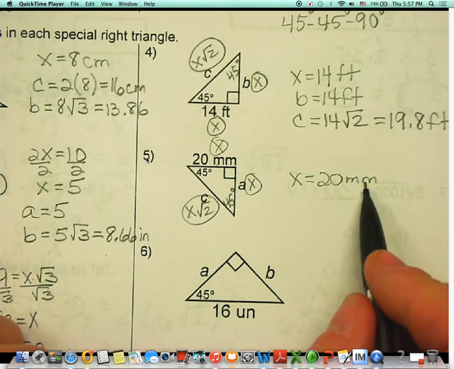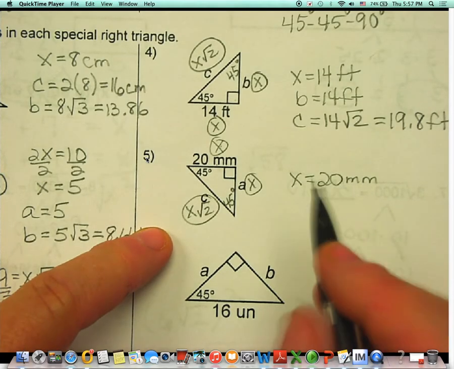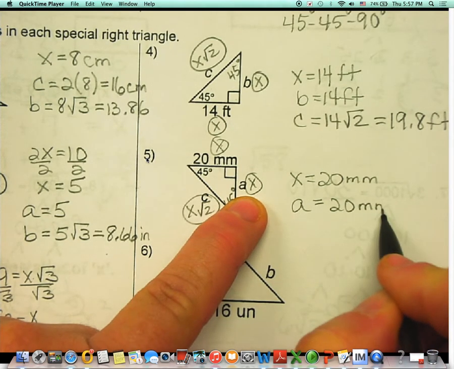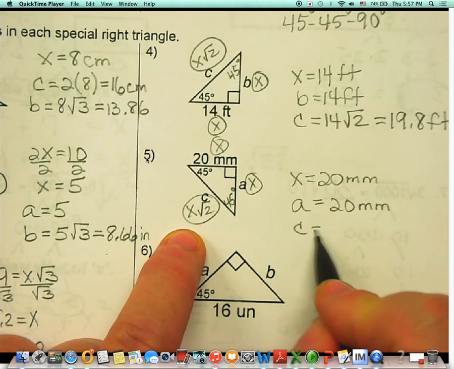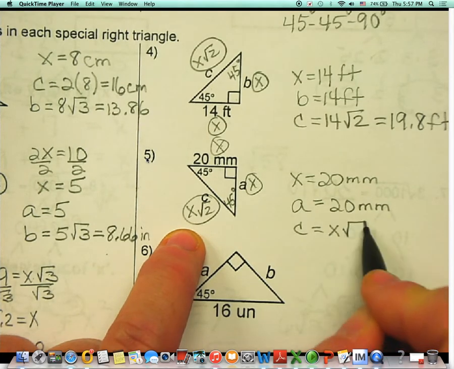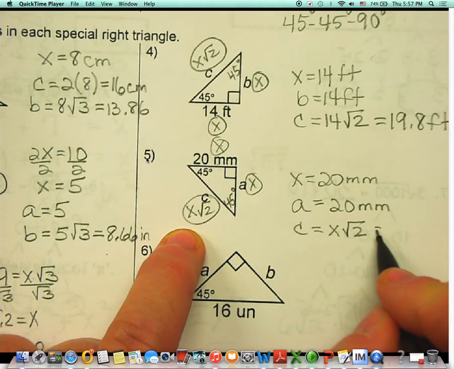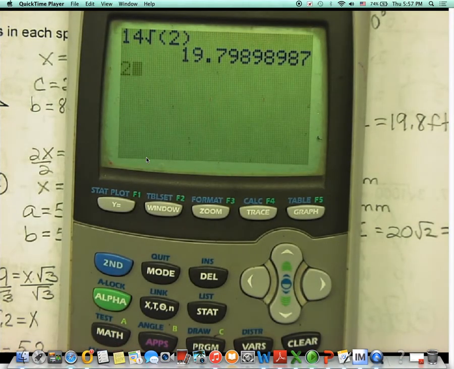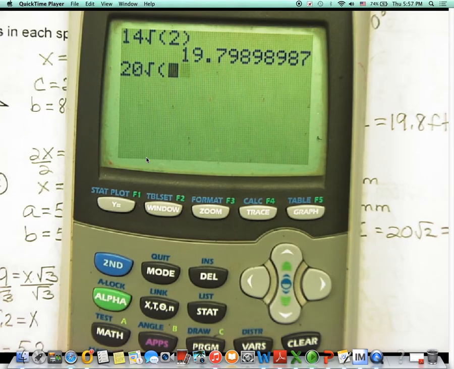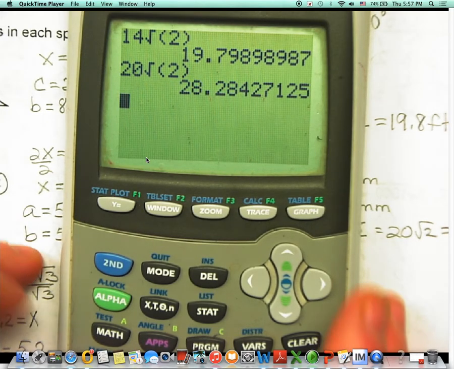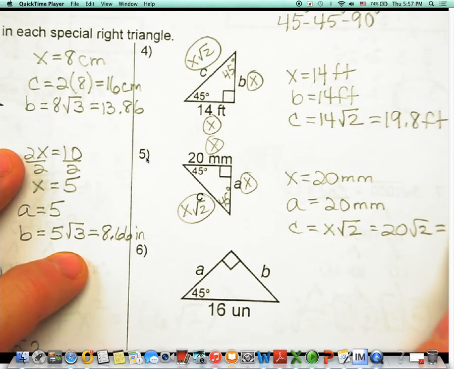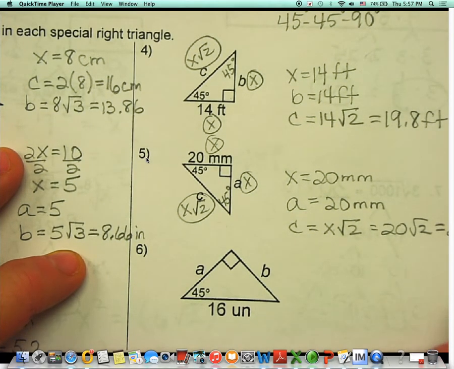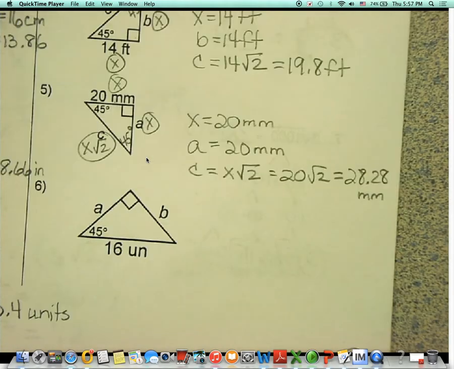Okay, so x is 20 millimeters. And then A is also what x is. So A is 20 millimeters. And then C equals x square root of 2. And then we'll plug in 20 for the x. So that's 20 square root of 2, which is 28.28. And that's millimeters. Oops, sorry, didn't know you didn't see that.